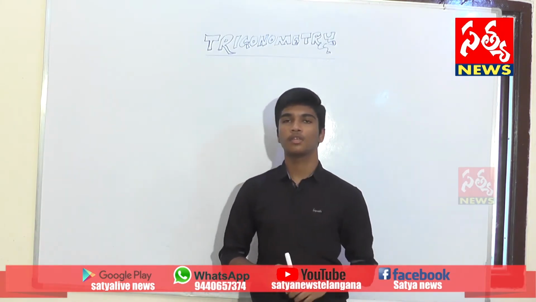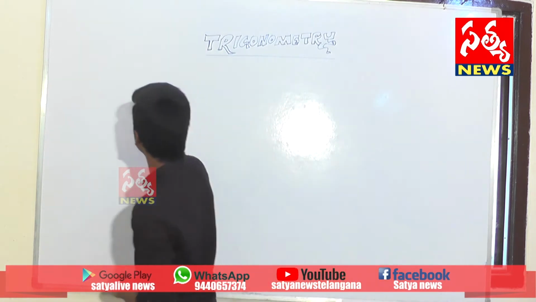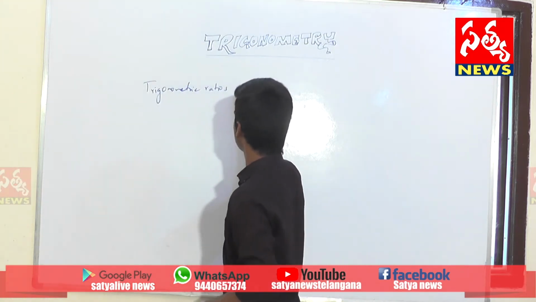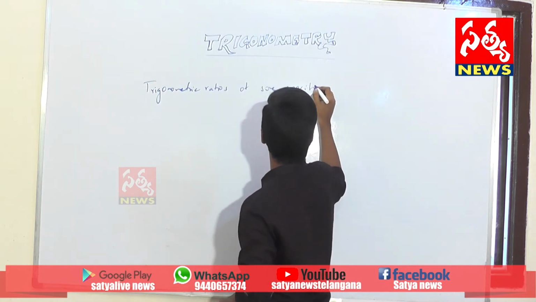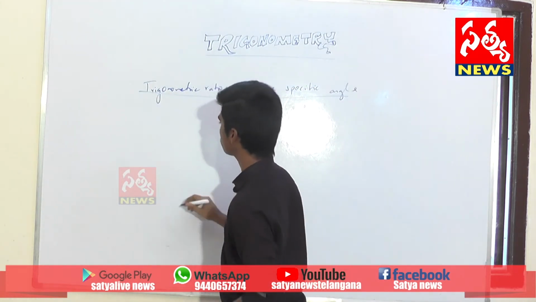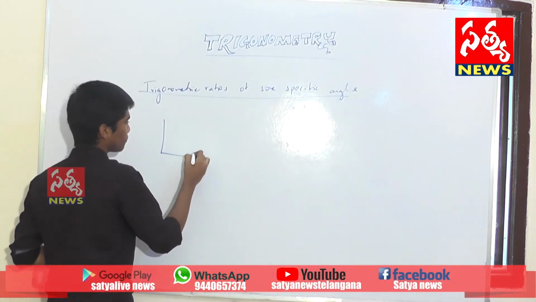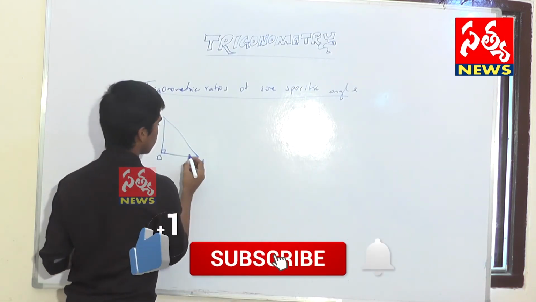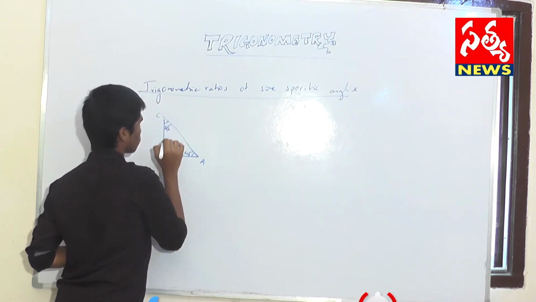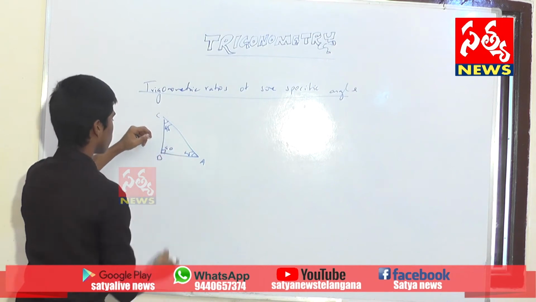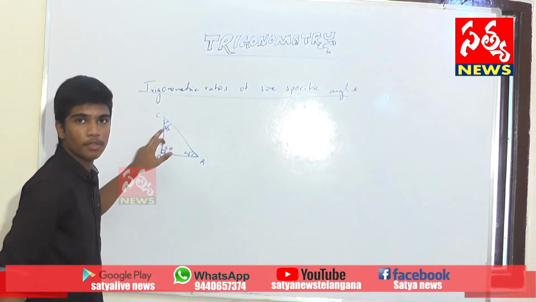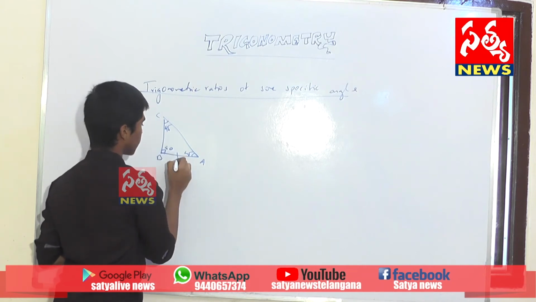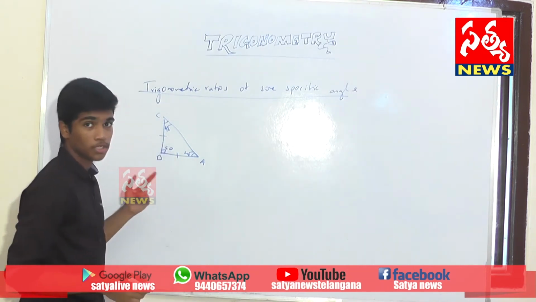Now let's discuss trigonometric ratios of some specific angles. Let's take a triangle ABC, and here both angles are 45, 45. See whether the total of the angles in the triangle is 180 or not. 90 plus 45 plus 45, which is 180. As these angles are the same, the sides will be the same. It is an acute isosceles right angle triangle.